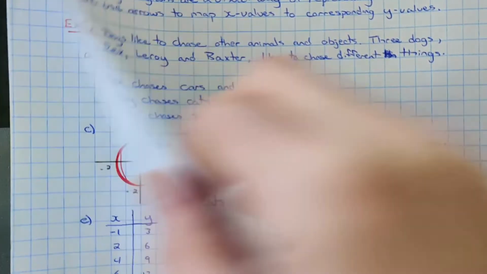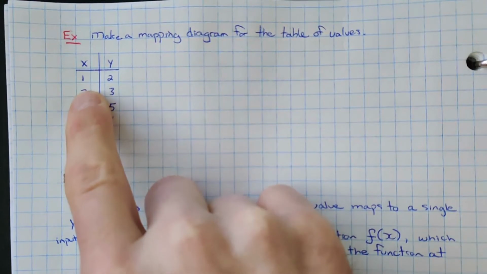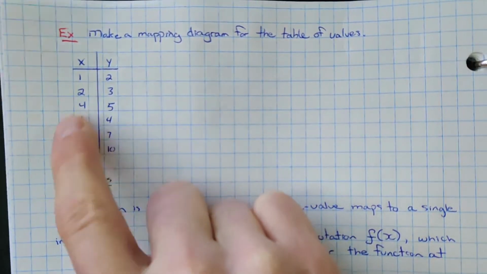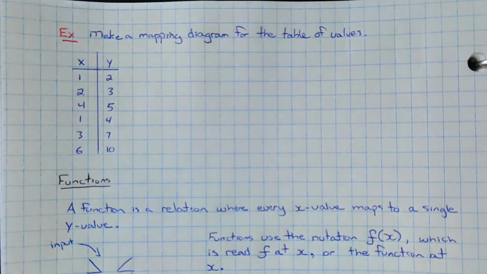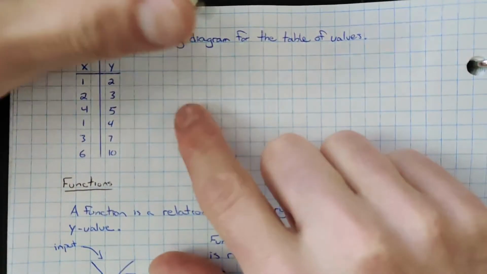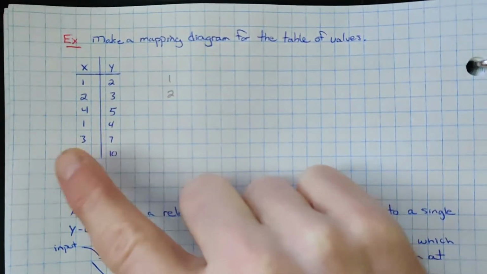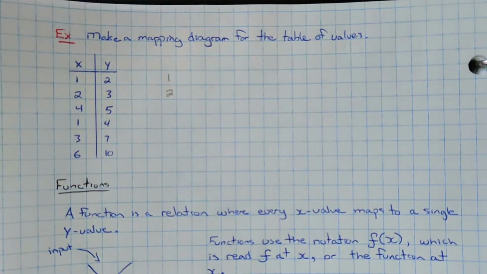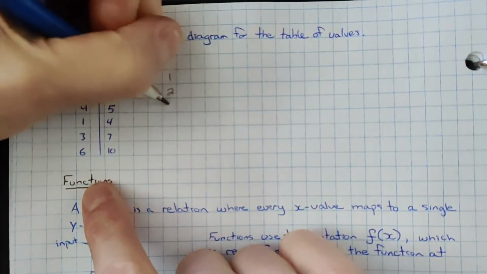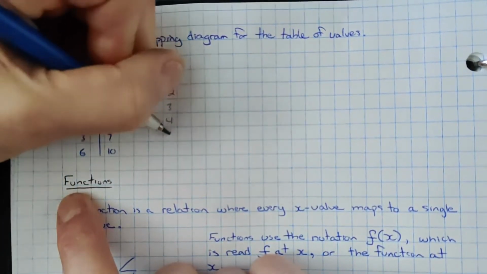So now if we continue on, we're going to make a mapping diagram for the following table of values. We have the values 1, 2, 2, 3, 4, 5, 1, 4, 3, 7, 6, 10. We want to list out all the different x values and all the different y values. I'm going to list the different x values: I got a 1, a 2. I'm going to do them in order. There's no requirement for order in the mapping diagram, but I'm going to do them in order just because that makes sense to me. So 3, there's a 4 and a 6.